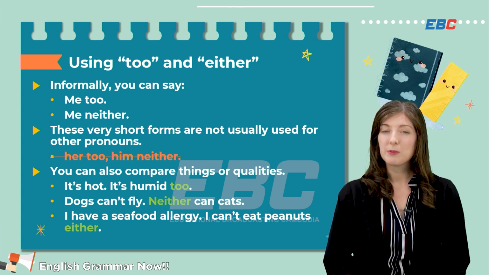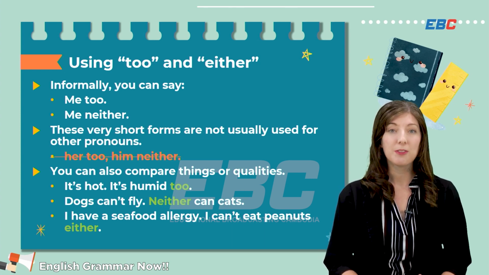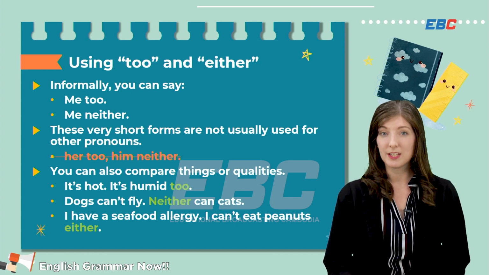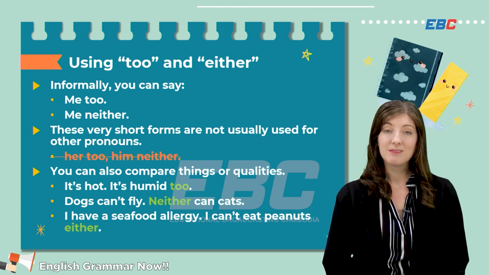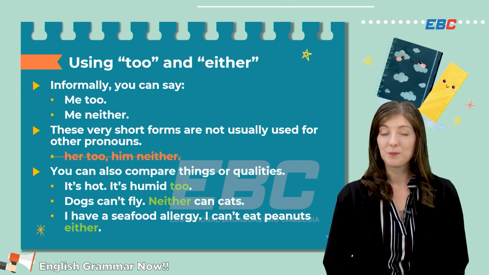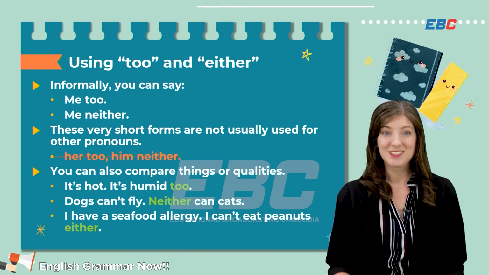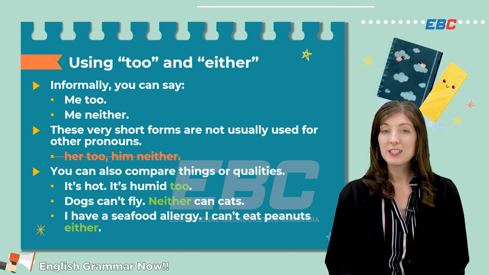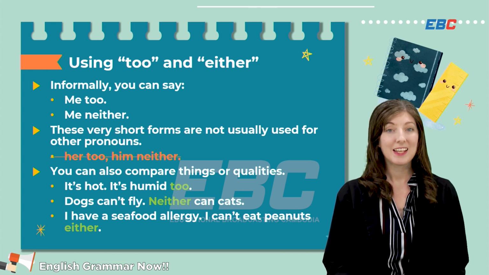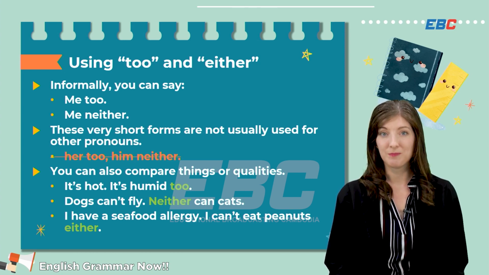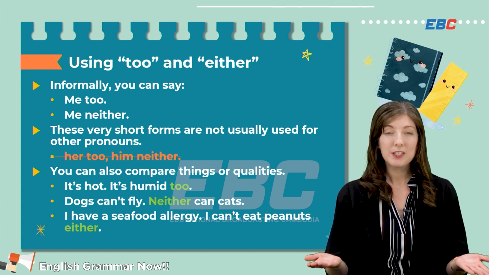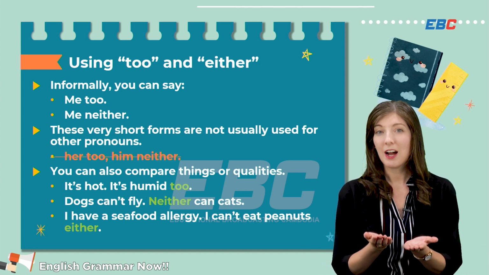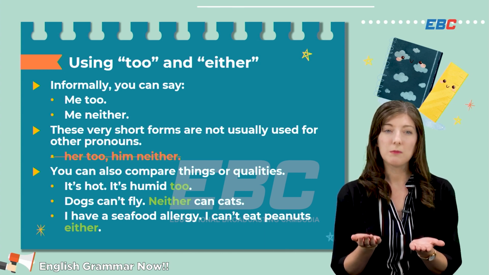We could also use these words to compare different things or different qualities. Here's some examples of those. It's hot, it's humid too. Dogs can't fly, neither can cats. I have a seafood allergy, I can't eat peanuts either. So you can see that in each of these examples, we are putting together two ideas that are either both positive or both negative.